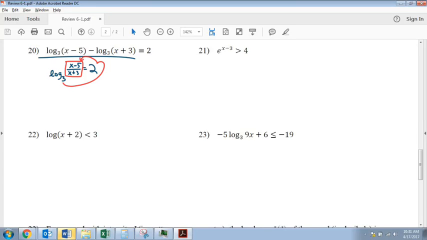So that's 3 squared equals (x minus 5) over (x plus 3). Right? Which 3 squared is 9, we'll do that in a second. But in order to solve this, we got to get that x plus 3 out of the denominator. So I'm going to multiply by x plus 3 over here to cancel that out. Right? So we get 9x plus 9 times 3 is 27 equals x minus 5.